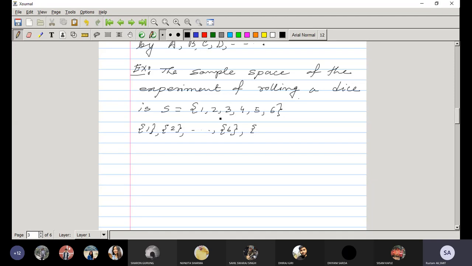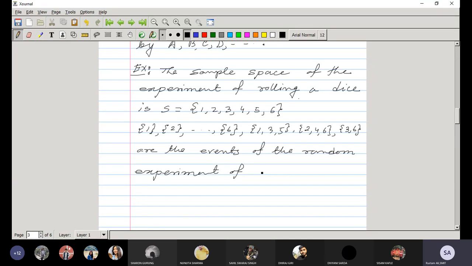Suppose you are rolling a die with the bet that if the event face occurs, you win. So when can you win? If 2 occurs, you will win. If 4 occurs, you will win. If 6 occurs, you will win. That is 2, 4, 6, the occurrence of even faces. Then {1, 3, 5} is the occurrence of odd faces. Then {3, 6} is the occurrence of a multiple of 3. These are the events of the random experiment of rolling a die.